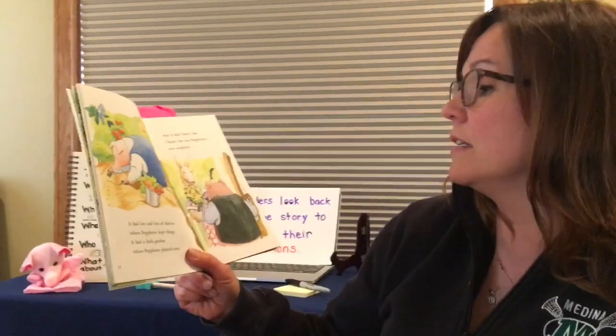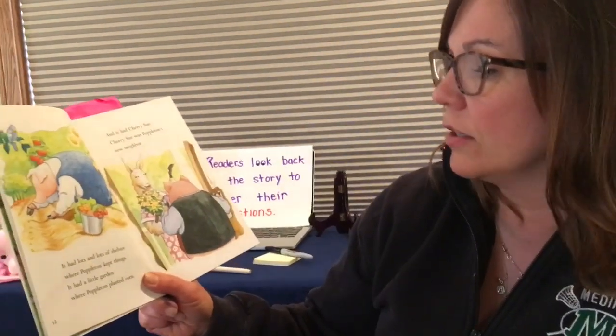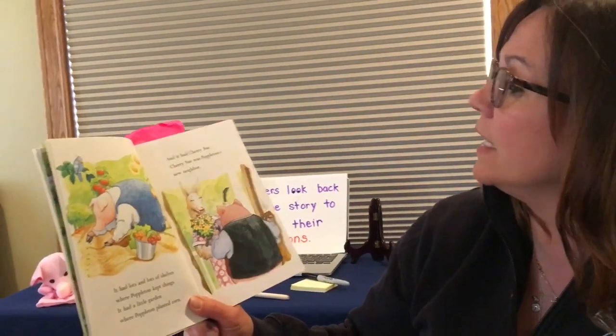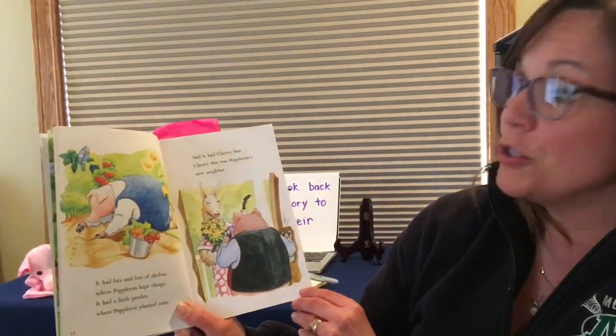It had lots and lots of shelves where Poppleton kept things, and it had a little garden where Poppleton planted corn. And it had Cherry Sue. Cherry Sue was Poppleton's new neighbor.